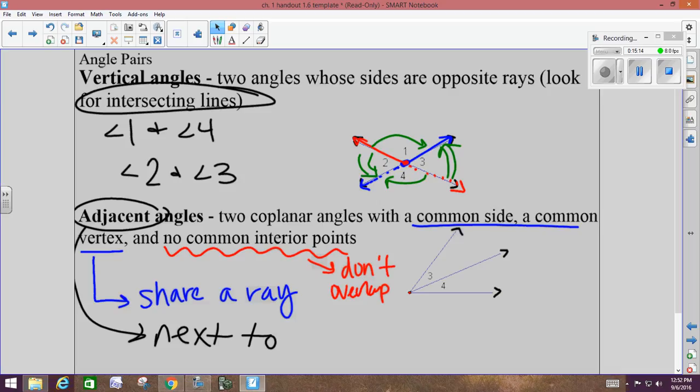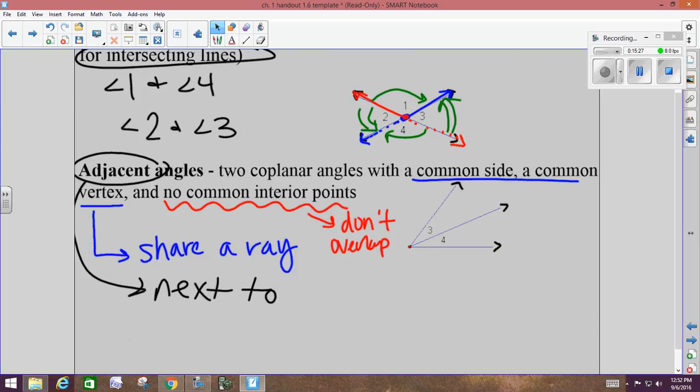If you're vertical, you can't be adjacent. If you're adjacent angles, you can't be vertical. You're one or the other. Or you can have a third one where you're neither of those, but you can't be both. Angle 3 is adjacent to angle 4. They're next to each other. They share this ray, and they don't overlap.